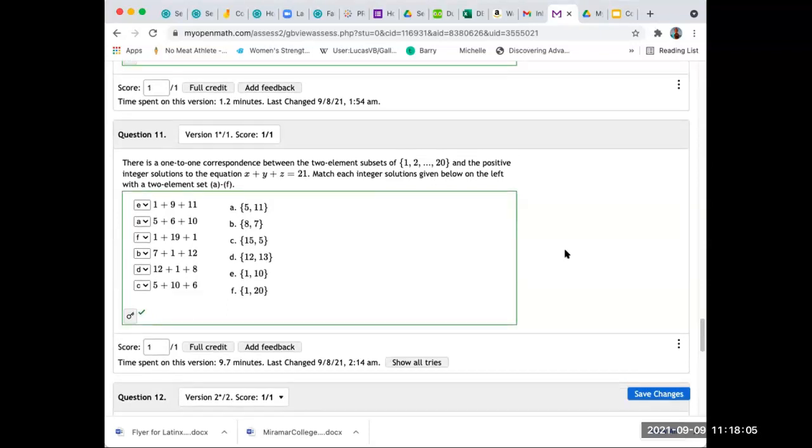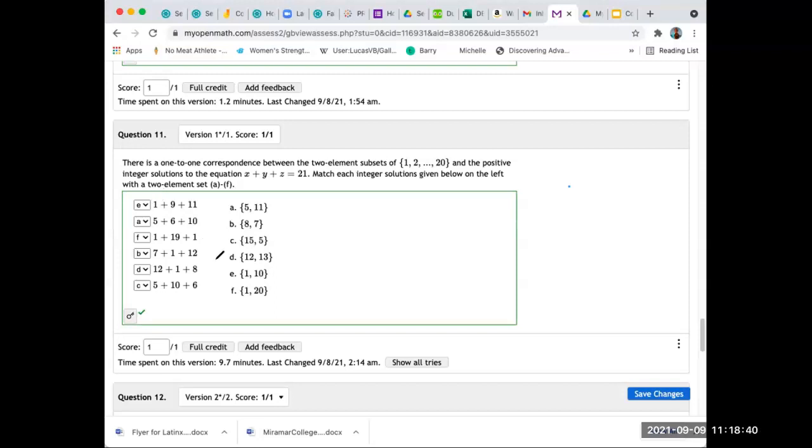Okay, so there's a one-to-one correspondence between the two element subsets of 1 to 20 and the positive integer solutions of x plus y plus z equals 21. Match each integer solution. Oh, okay. So you basically have to find what the rule is. They don't tell you what the rule is, but you have to figure out how they relate to each other. Okay.